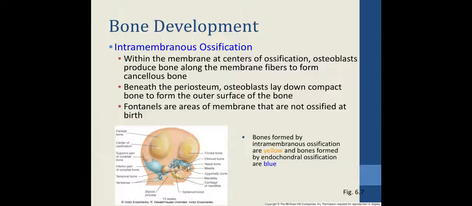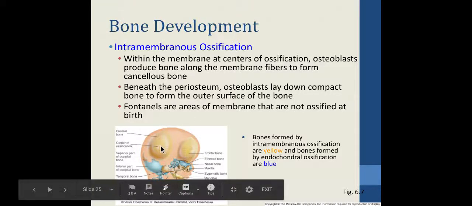So what is this about? Let's start with intramembranous ossification. Within the membrane, at the centers of ossification, osteoblasts start to make bone, and they make it along the membrane fibers, and then they connect, and then they ossify. Beneath the periosteum, the osteoblasts lay down compact bone, that is the outer surface, and then we have something called fontanelles, the areas of the membrane that do not ossify at birth. Fontanelles are those soft spots, if you will. The reason those exist is a baby has a rather large head, and we still need a little bit of that squishiness for the head to be able to leave the birth canal.